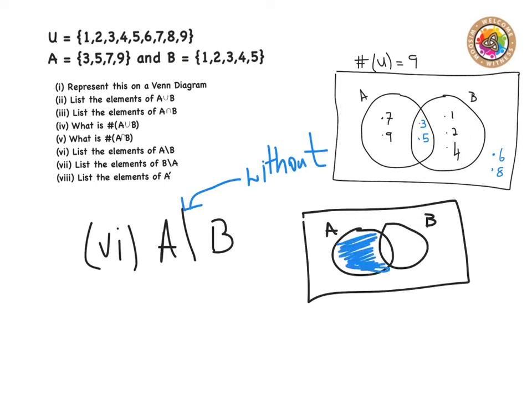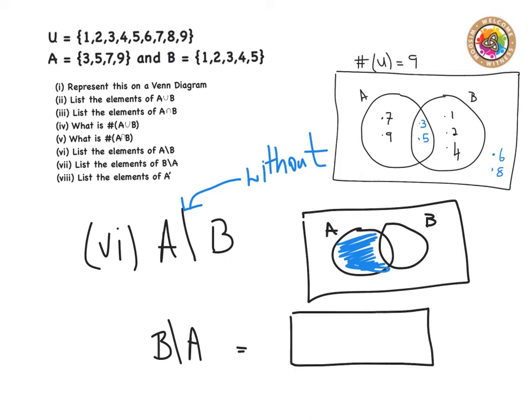Okay? And similarly, B without A would just be equal to this bit, just in B. So B only would be this bit here. Okay? So that / symbol means without. So make sure to get those notes in your copy, as that's something new to us today.